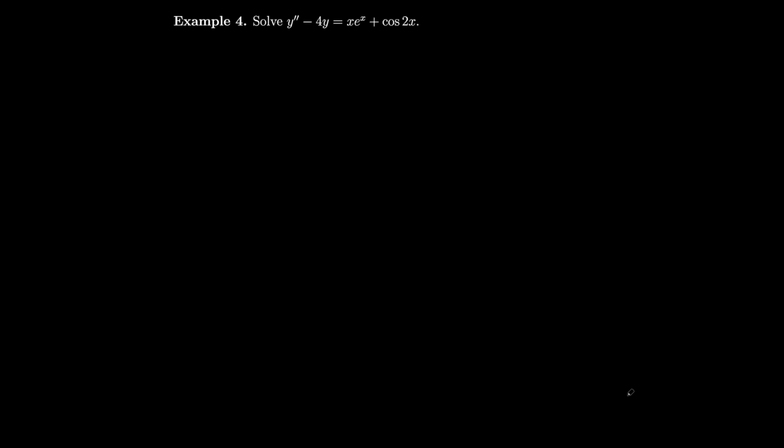How about we try solving one now where we have an exponential function and a cosine function. So what we'll do is we'll first look at our auxiliary equation for our complementary solution. So we have r squared minus 4 by reading off of the coefficients here, and that should equal 0. So that means that r is equal to plus or minus 2 for our roots. So we have 2 real roots, so that means that our complementary solution is given by c1 e to the 2x plus c2 e to the minus 2x.